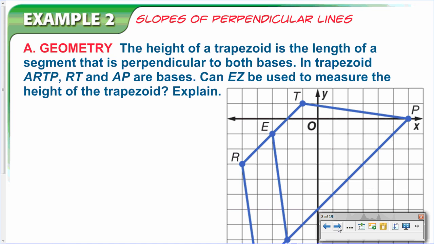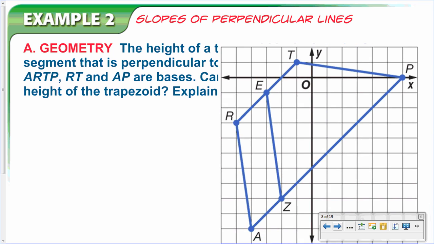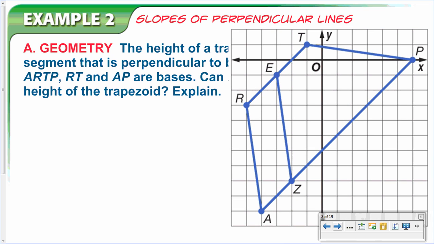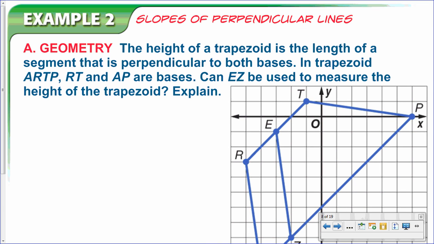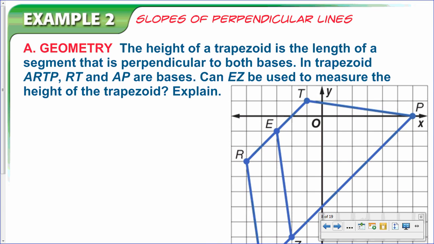All right. Okay, the height of a trapezoid is the length of a segment that's perpendicular to both bases. In trapezoid ARTP, RT and AP are bases. Okay, so RT, and then what was the other one? AP. So this line right here and then this line. Okay, can EZ be used to measure the height of the trapezoid?